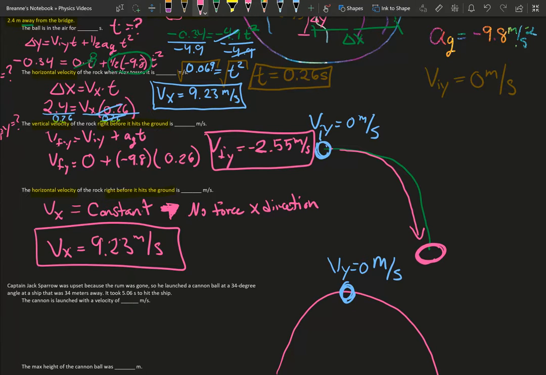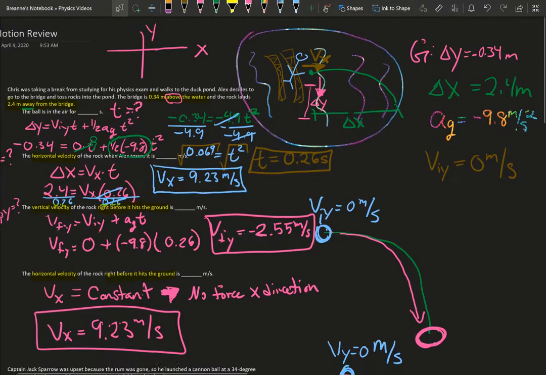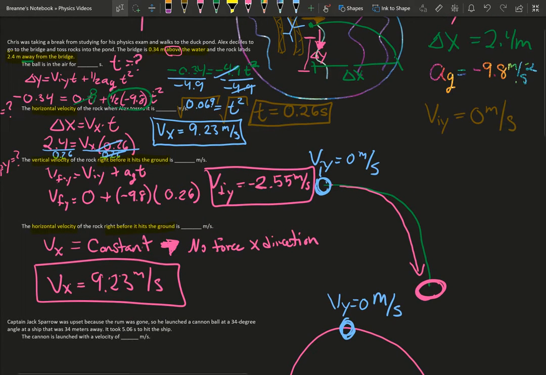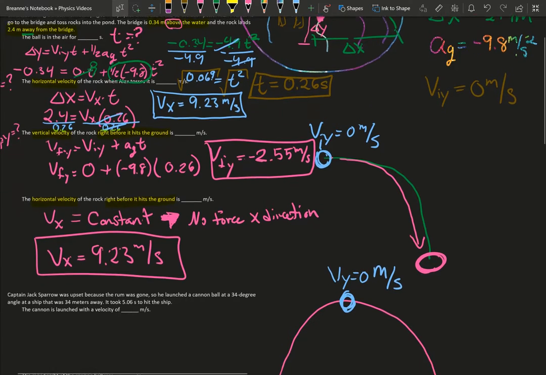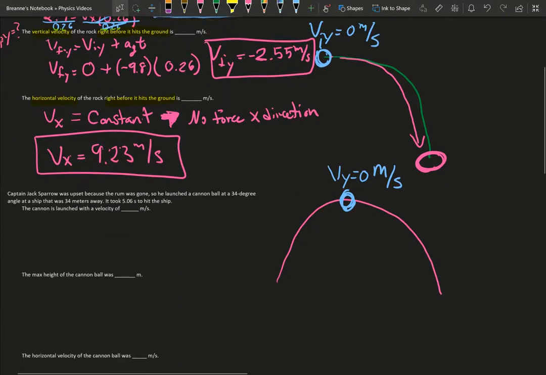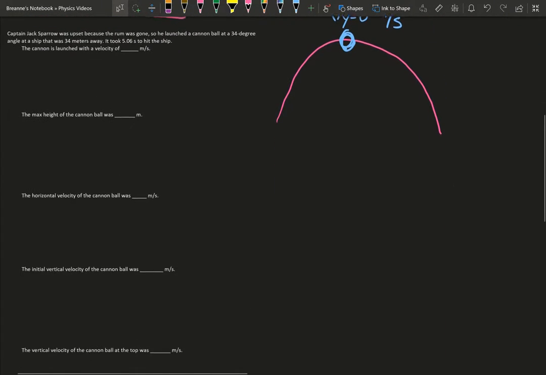So this problem right here is called projectiles in the horizontal, hence why it starts out horizontal. That's why it's called projectiles in the horizontal. This is equivalent to your Leo the Lion problem. This is very equivalent to your Leo the Lion problem. Okay, so that's problem 1. Let's jump to problem 2.